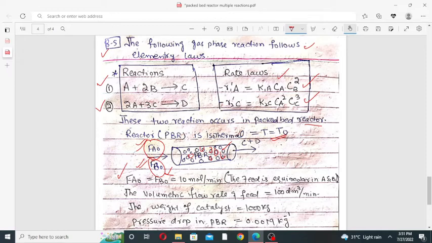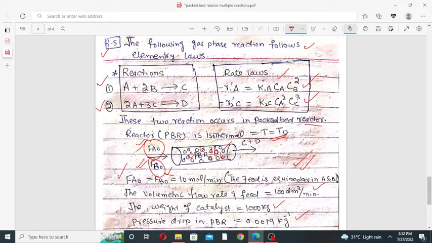The feed is equimolar in A and B. Equimolar means that the molar flow rate of component A is equal to the molar flow rate of component B, and it is equal to 10 mole per minute. The volumetric flow rate of the feed is 100 dm³ per minute, and the feed consists of component A and component B. The weight of catalyst is 100 kilogram. The pressure drop parameter in the packed bed reactor is 0.0019 per kilogram.